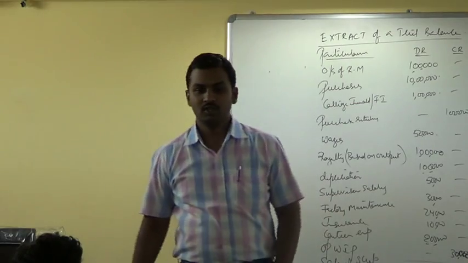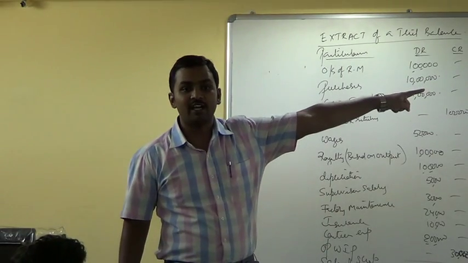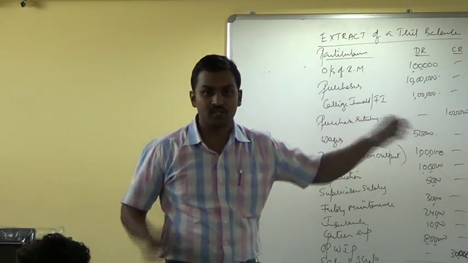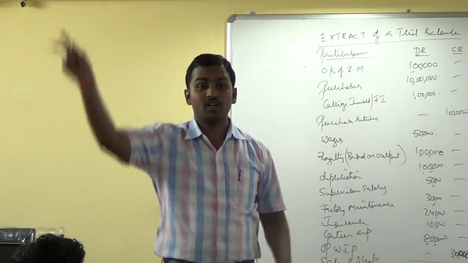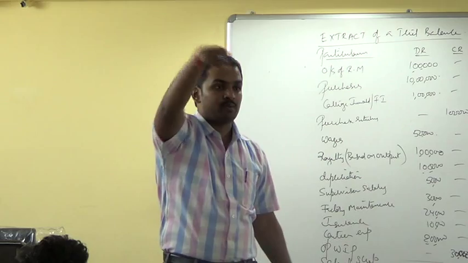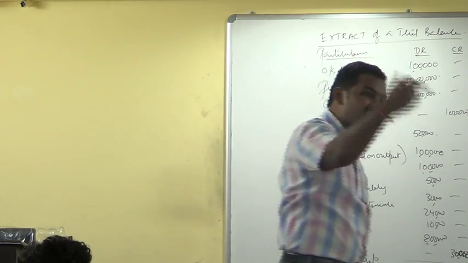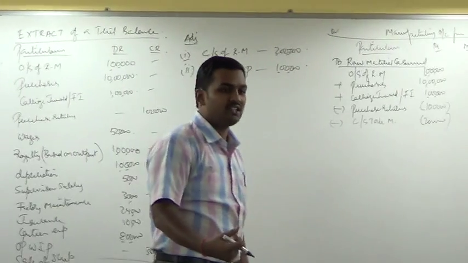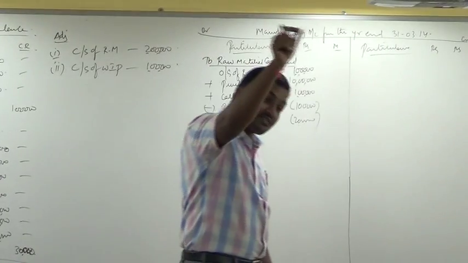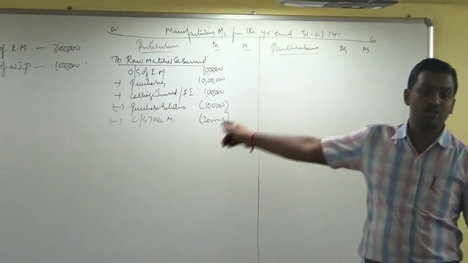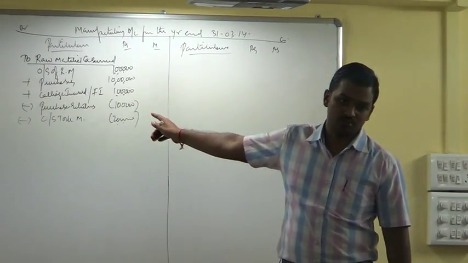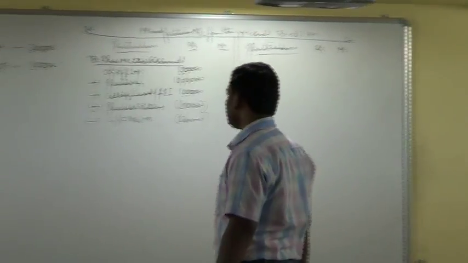What should you do? You should subtract it while calculating raw material consumption, and you have to include it as part of production overheads, because raw material which is consumed in the maintenance department is not considered a direct cost, but it is considered an indirect cost. Such cost should be included in factory overheads, but it cannot be shown as part of raw material consumed. Is it clear?